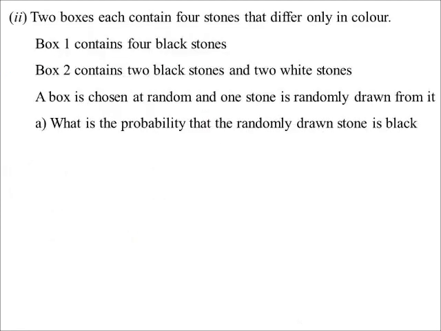All right, so let's see if this is a bit more successful. With 2 boxes, each have 4 stones in it. The only difference in these stones is the colour. Box 1 has 4 black stones, box 2 has 2 black stones and 2 white stones. We choose a box at random and 1 stone is drawn randomly from that box. What's, first of all, the probability simply that we draw out a black one? Well, what could happen? I could get the first box and we know they're all going to be black.